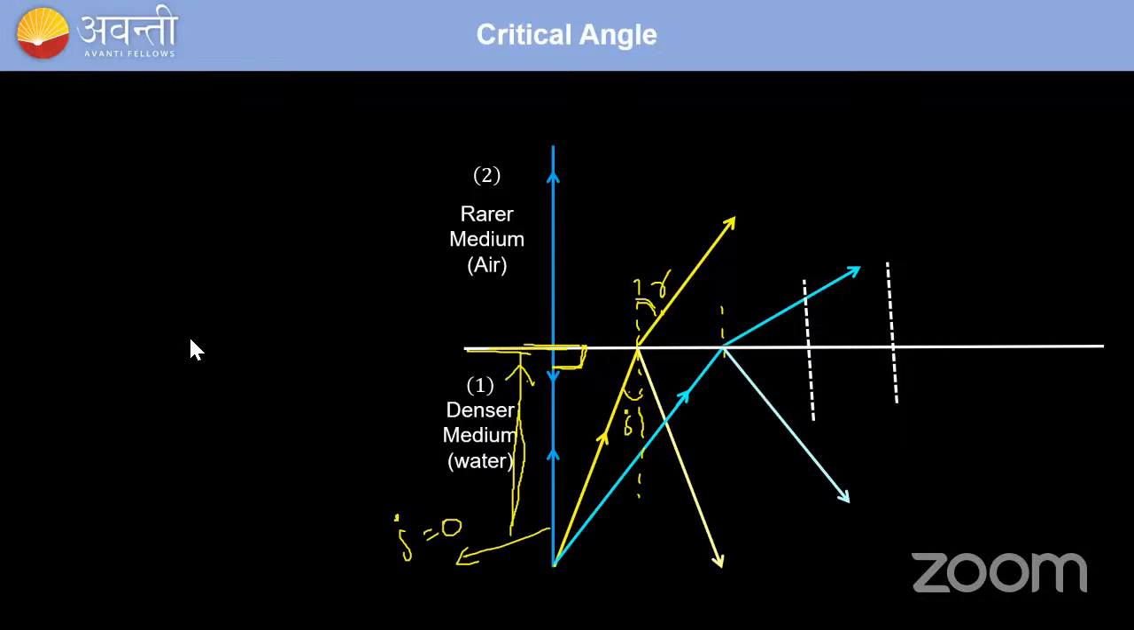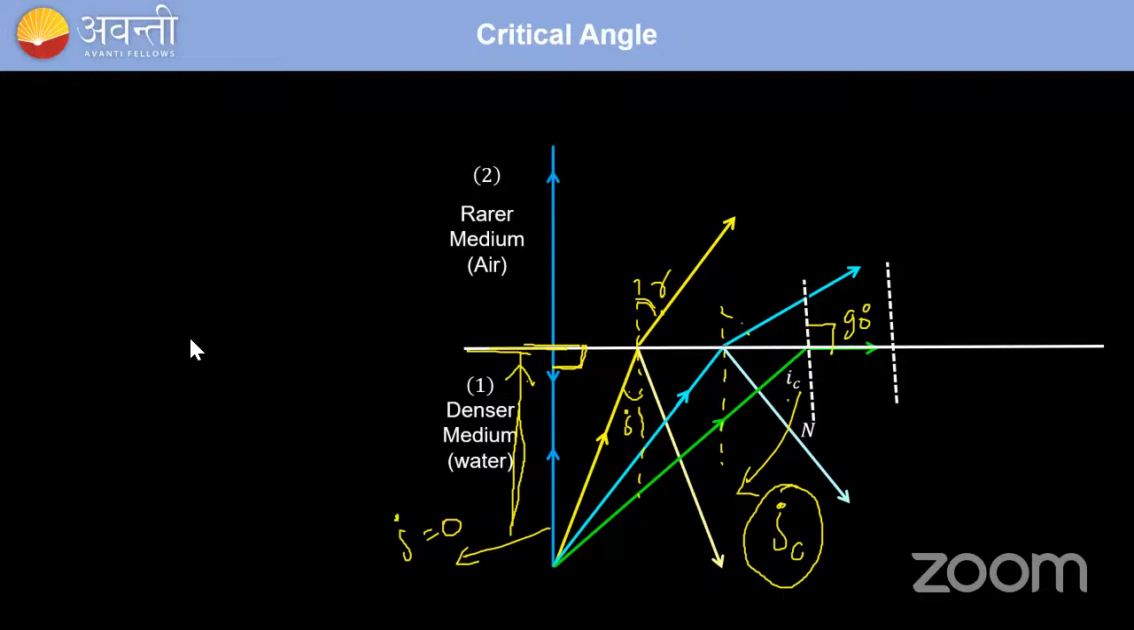Here we have increased the angle of incidence further, so the angle of refraction has increased more. How much more can the angle of refraction increase? To what maximum value can it go? Let's see. For one particular angle of incidence, that is called the critical angle. Here it is denoted as IC. IC means critical angle. For this particular angle of incidence, the angle of refraction is 90 degrees. This is the maximum angle of refraction.